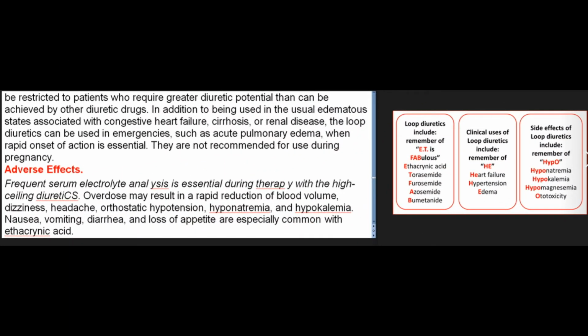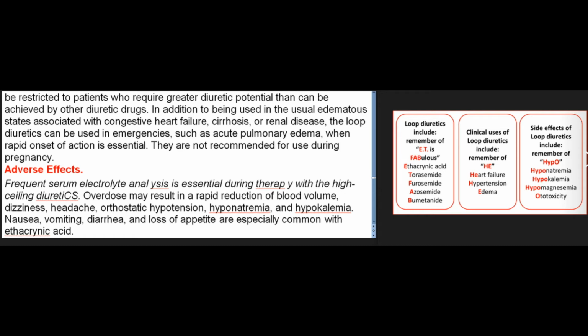These drugs should be restricted to patients who require greater diuretic potential than can be achieved by other diuretic drugs. In addition to being used in the usual edematous states associated with congestive heart failure, cirrhosis, or renal disease, the loop diuretics can be used in emergencies, such as acute pulmonary edema, when rapid onset of action is essential. They are not recommended for use during pregnancy.